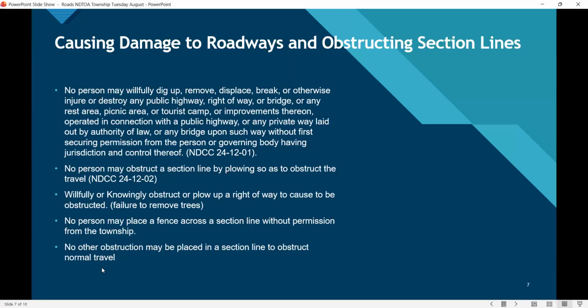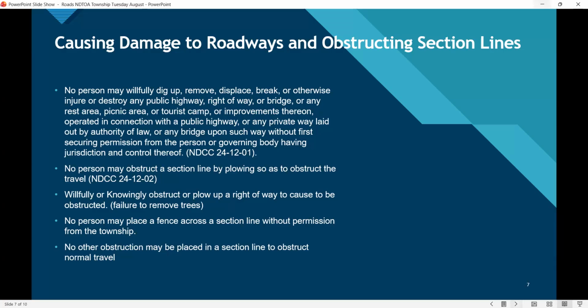The next bullet point talks exactly about the question we had. No person may place a fence across the section line without permission from the township. No other obstruction also may be placed in a section line to obstruct normal travel. Now, the statute talks about permanent obstruction. A fence is considered a permanent obstruction. If you park a vehicle or a piece of equipment there, that can be moved. So the statute is silent on it, and I would say that a vehicle or a piece of equipment that can be moved wouldn't be a permanent obstruction.